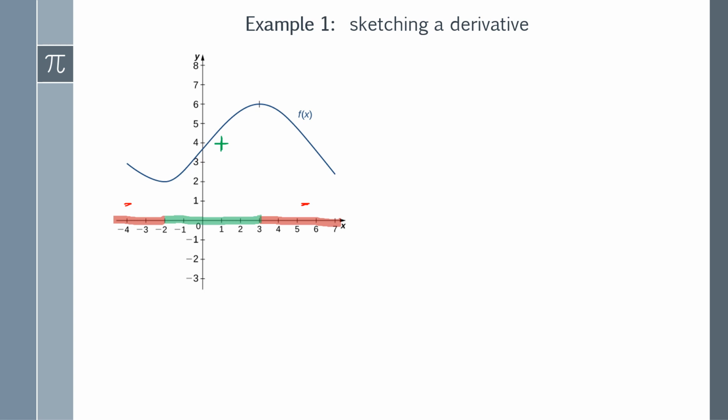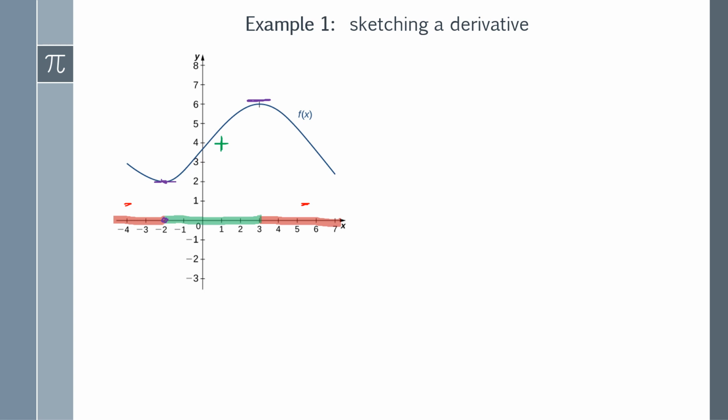What happens at -2? If we make a tangent line over here, notice this is going to be a horizontal line, and we know that the slope of a horizontal line is 0. So that is where our derivative function will be crossing the x-axis. Similarly, for x equals 3, we also have a horizontal slope, a horizontal tangent line, right?